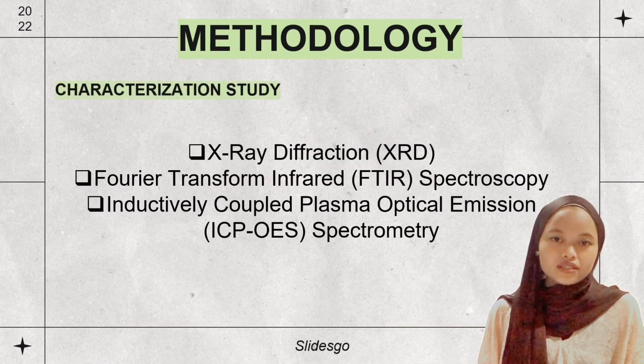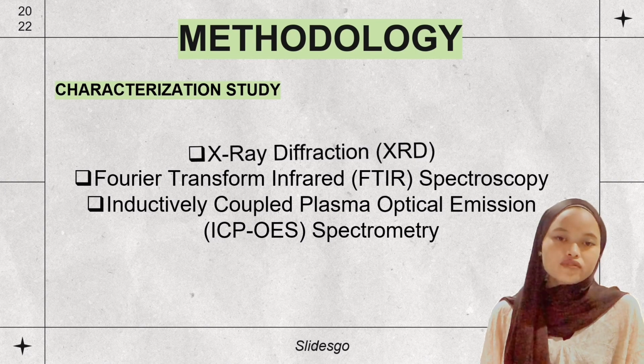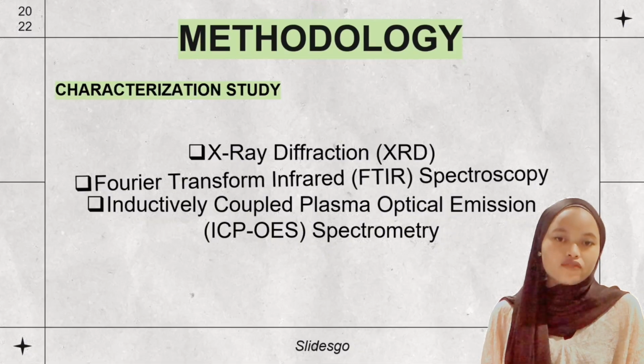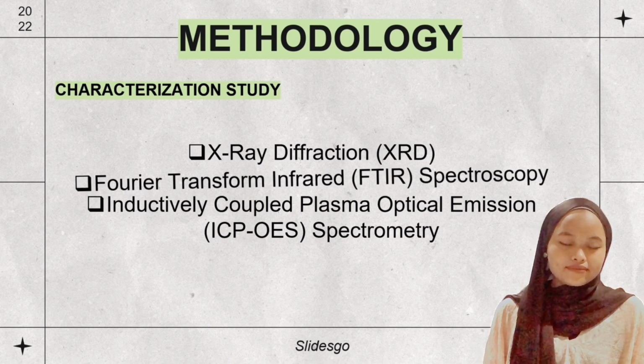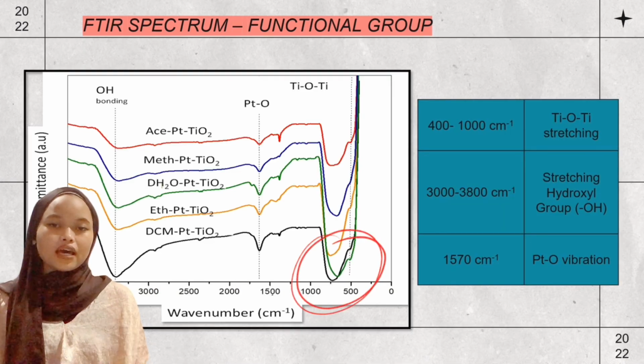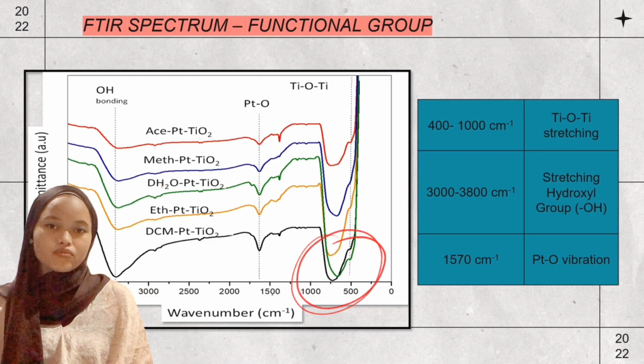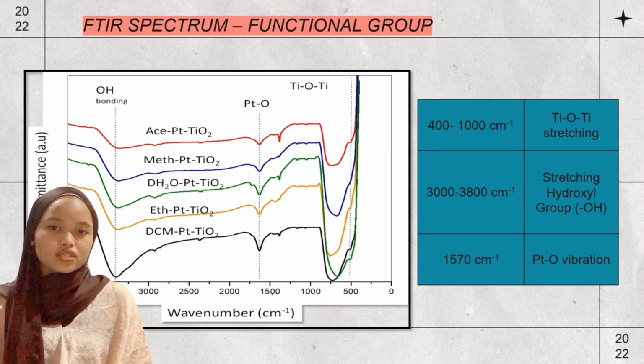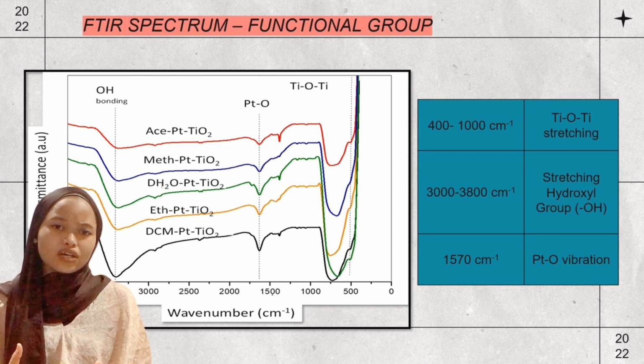For the result and discussion, characterization of platinum TiO2 with different solvent was undertaken by using X-ray diffraction (XRD), Fourier transform infrared (FTIR) spectroscopy, and inductively coupled plasma optical emission spectroscopy (ICP-OES). As can be seen in the figure, all solvent-prepared photocatalysts show an intensive broad band at 400 to 1000, indicating the strong stretching vibration of titanium and oxygen bond. A broad peak also appeared at 3000 to 3800, resulting from absorption between hydroxide group and water. Since a washing process was performed, the platinum TiO2 easily attracts and absorbs water molecules.